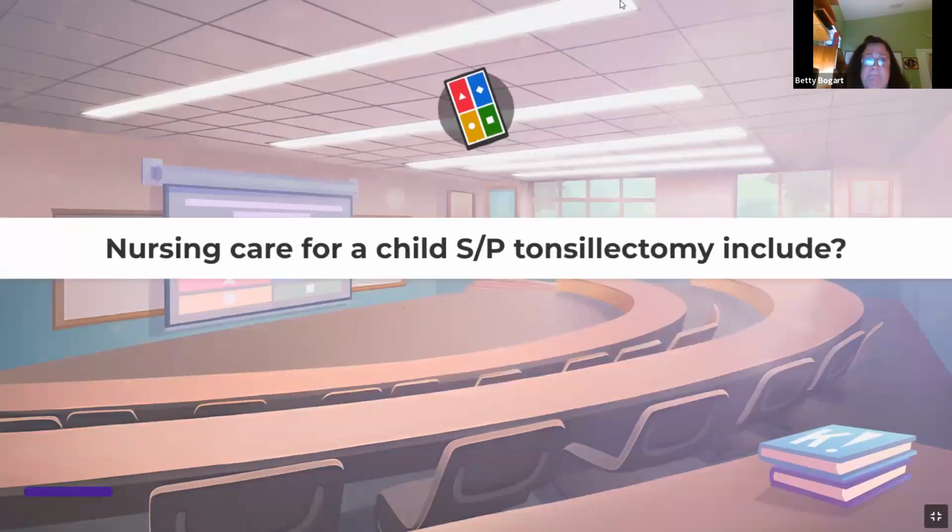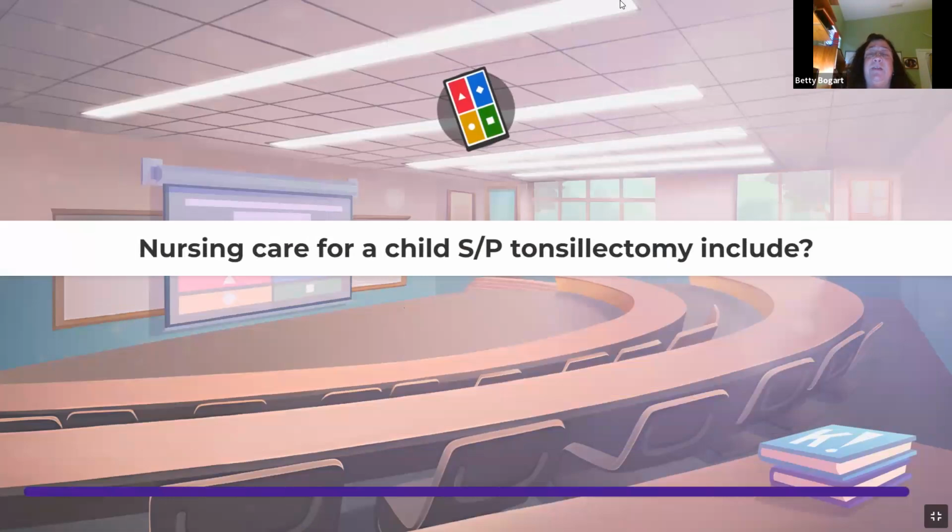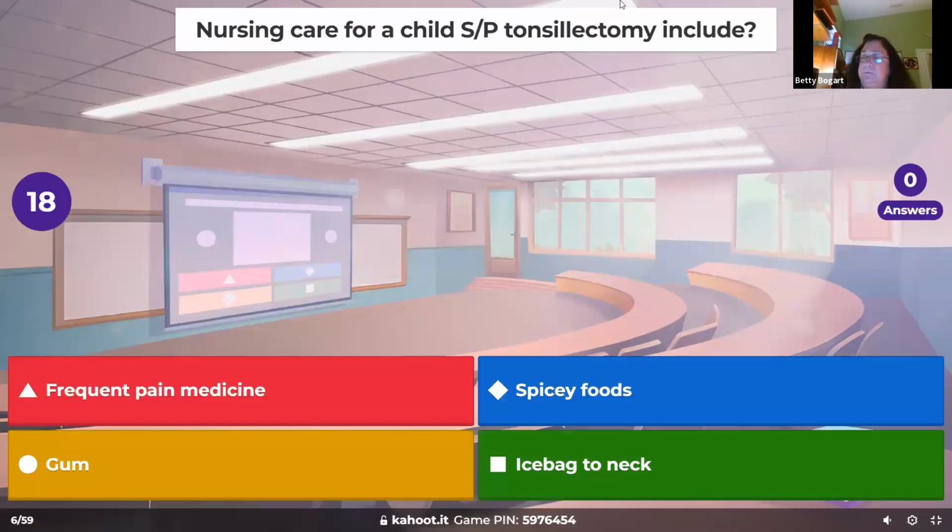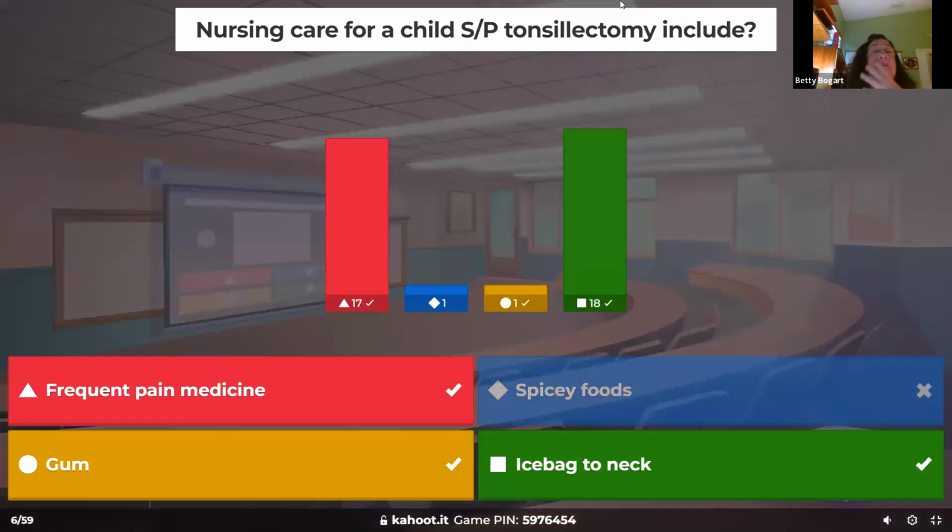Nursing care for a child status post tonsillectomy includes... so we've got that big scab, open area. It's raw, it's red. Make sure that they're medicated for pain. And today we use just Tylenol. Usually that's all they need.